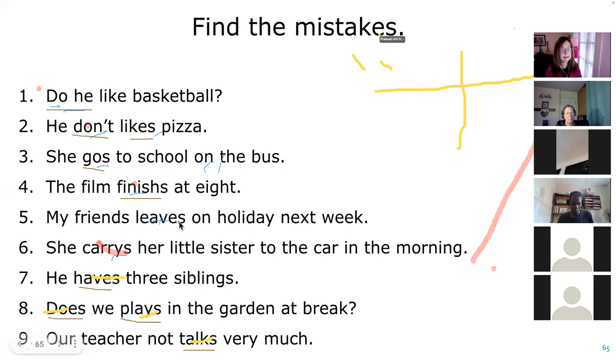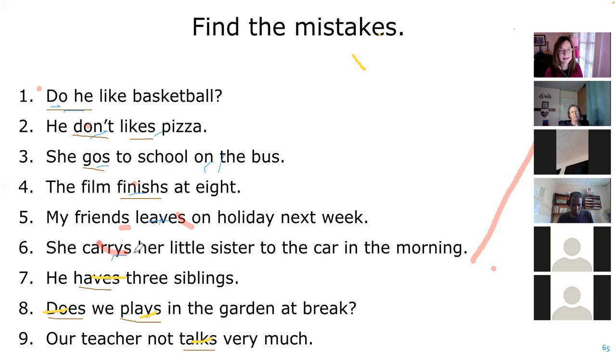My friends leave on holiday next week. Okay, so friends here is plural. Since we have 2 friends or more than 2 friends, we do not put an S at the end of the verb. So if we have an S here, then we don't have an S here, and vice versa. If we didn't have an S on friends, then we could use the S on the verb.